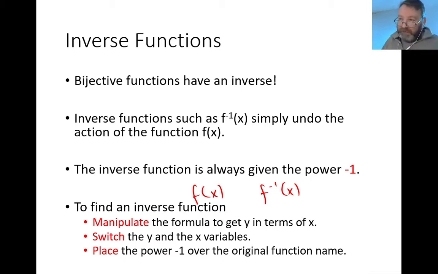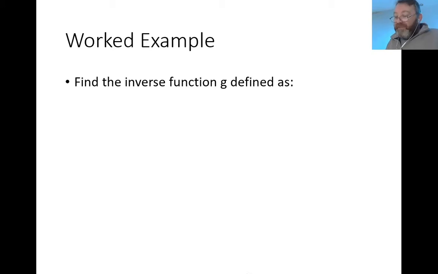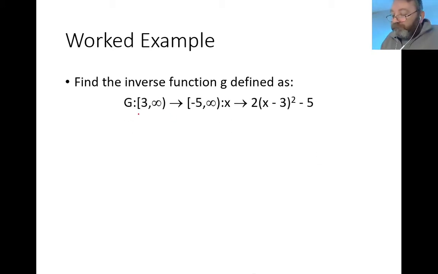If it was g of x in the beginning, it'll be g minus 1 of x now, and so on. Okay, best thing, a worked example. Find the inverse function of g as defined as follows. So here we've got a function. G of x is this.